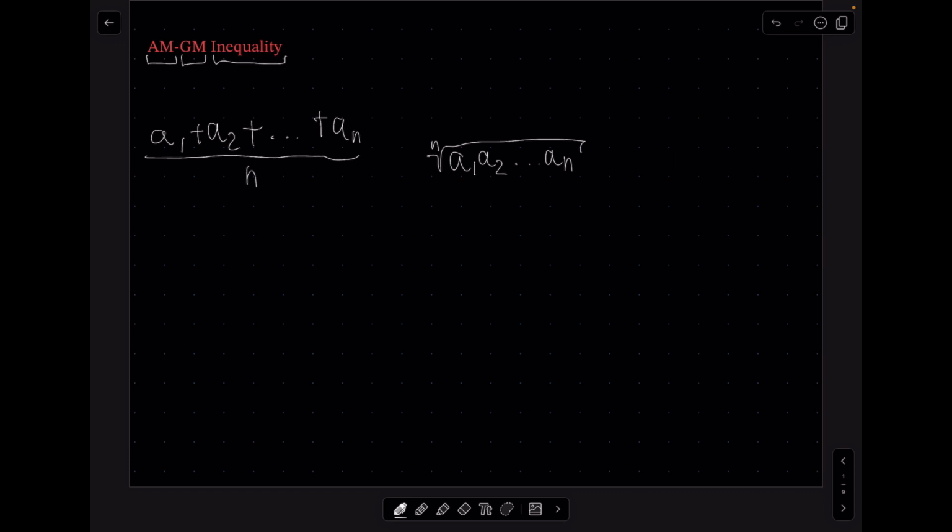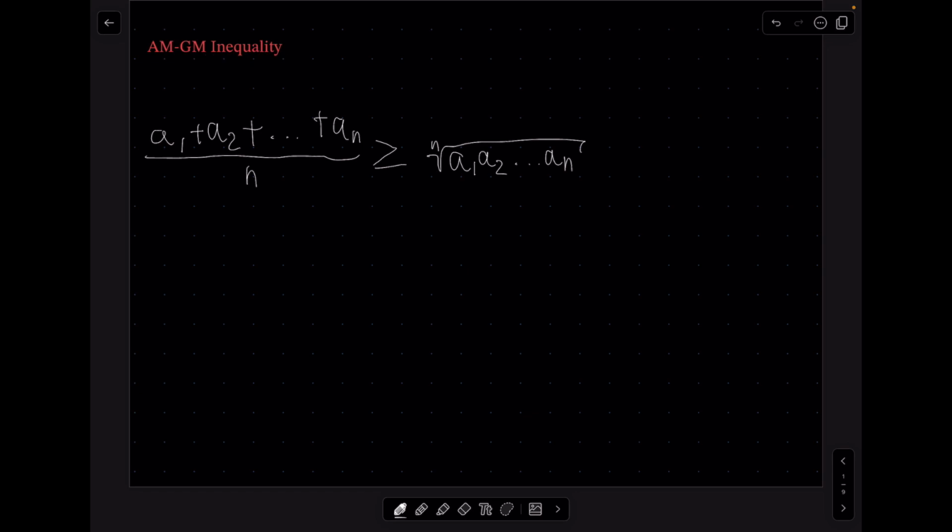The AM stands for arithmetic mean, or the mean that you'll probably think of when you first hear the word mean. That's just the sum of n terms divided by n. And the GM part is geometric mean, which is similar, except it's the product of all the terms taken to the nth root. And the inequality part of this is just that the arithmetic mean is greater than or equal to the geometric mean.